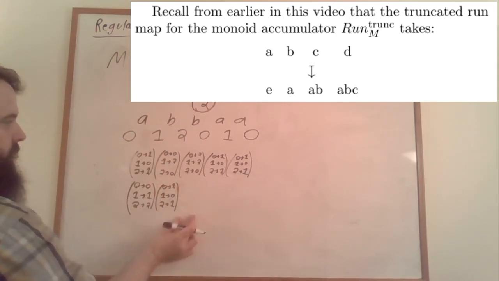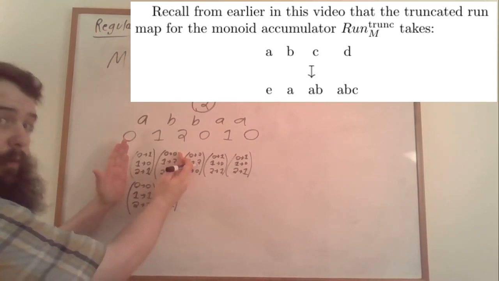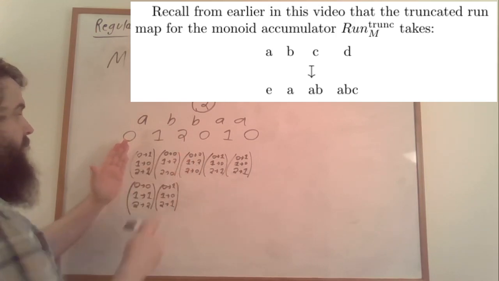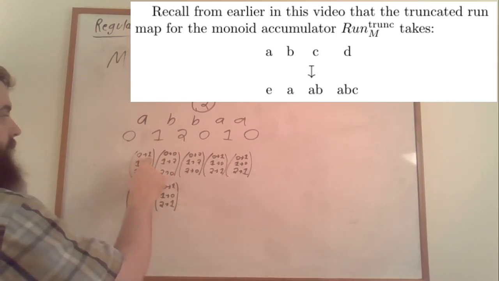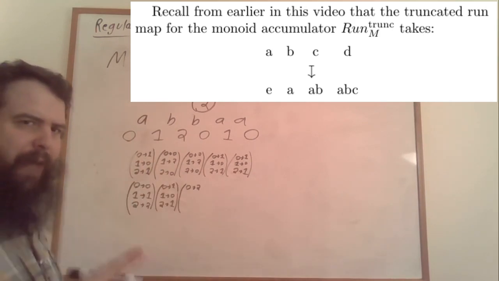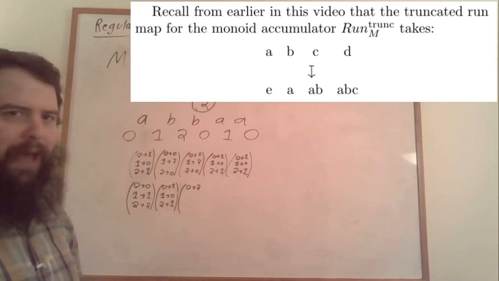The next term is the product of these two elements here. Remember that the product in this monoid is function composition, so we compose these two functions. 0 gets mapped to 1, and then 1 gets mapped to 2. I realize that's a little bit backwards from function composition. Function composition is always annoying. It's always backwards.